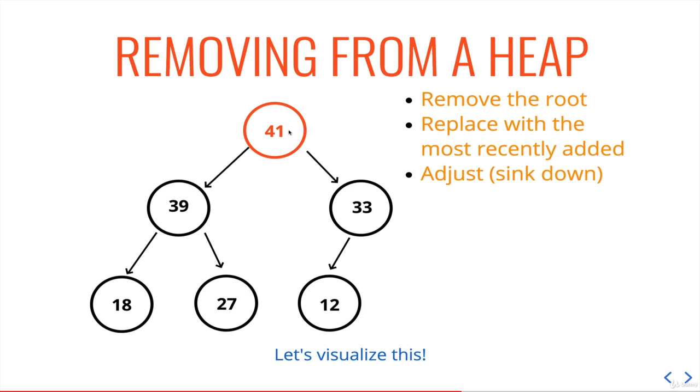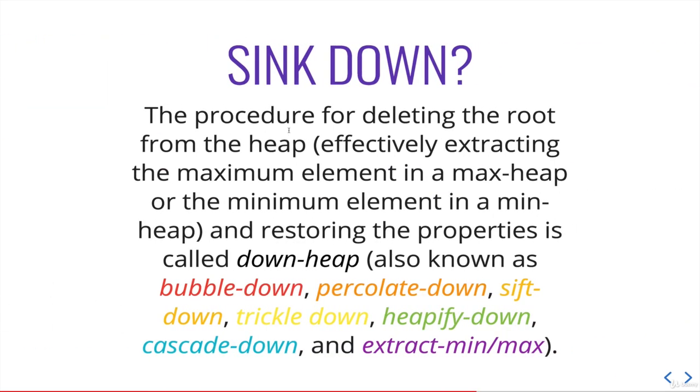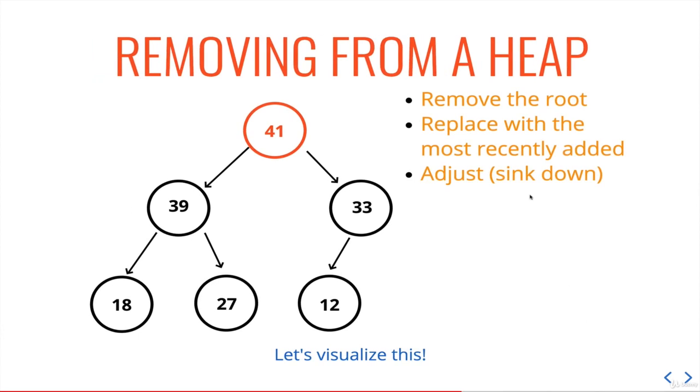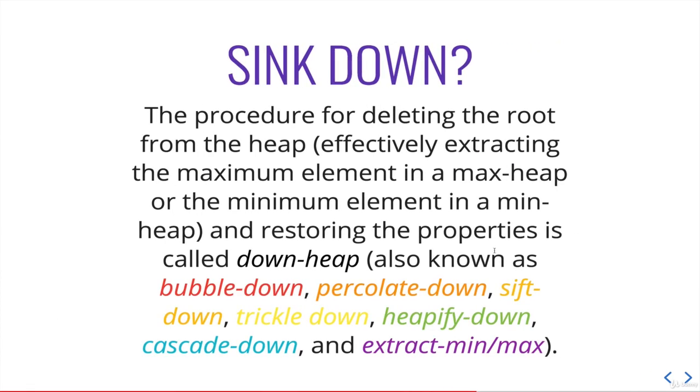But I was looking at Wikipedia. There are many terms for it. The procedure for deleting the root from the heap, effectively extracting the max element in a max heap or the minimum element in a min heap, and restoring the properties, so making sure everything is all kosher again, is called down heap, aka bubble down, percolate down, sift down, trickle down, heapify down, cascade down, and extract min and max. Nowhere did it actually say sink down, which is what I've always heard. So I was a little bit offended by that. They have so many options, but my life is a lie. There is no sink down.